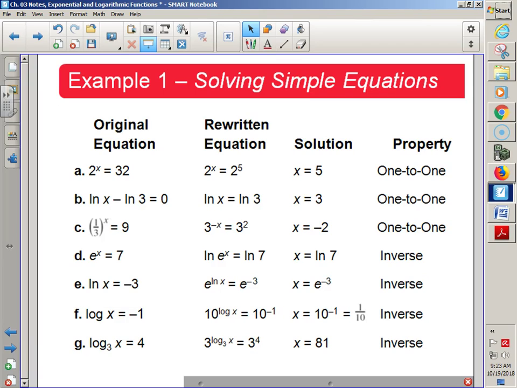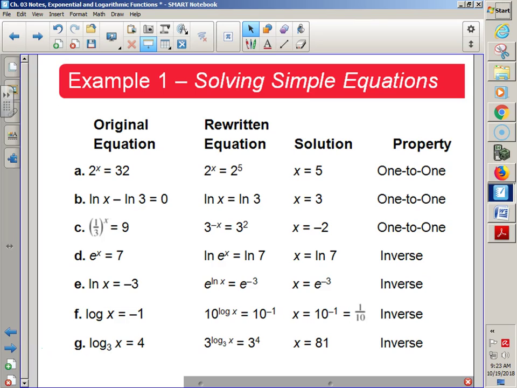Who is trapping the x in D? E. Who is trapping the x in E? That's confusing. ln. Who is trapping the x in F? Log base 10. Who is trapping it in G? And that's why we were using the bases as you see.